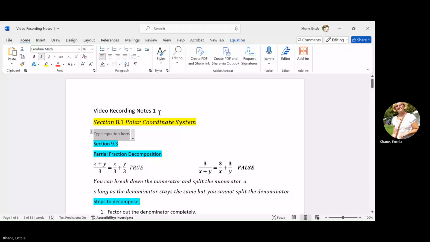Now, when it comes to my notes, I'm going to use just one file to make it easier for all of you. So, video recording notes. And then I will start section by section, specifically highlight the sections to make it easier for you to follow through with all the topics and everything that will be discussed in all three video recordings.